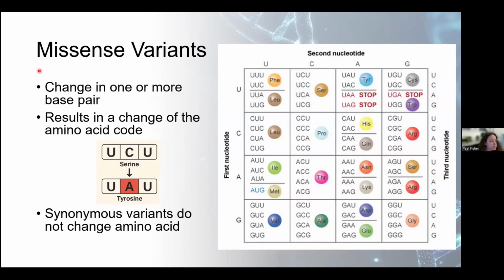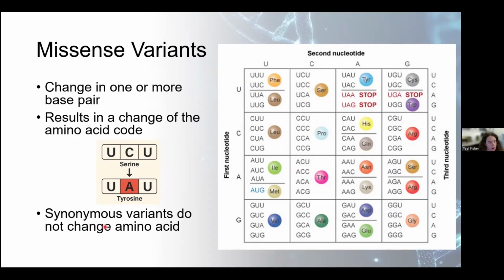The first one is missense variant, in which a change in 1 or more base pairs results in a change of the amino acid code. So, for example, we have the UCU that encodes serine. I can find it here in this table, and a change of the C here in the center to an A makes a change in the amino acid from serine to tyrosine. So a 1-letter change affected the amino acid.